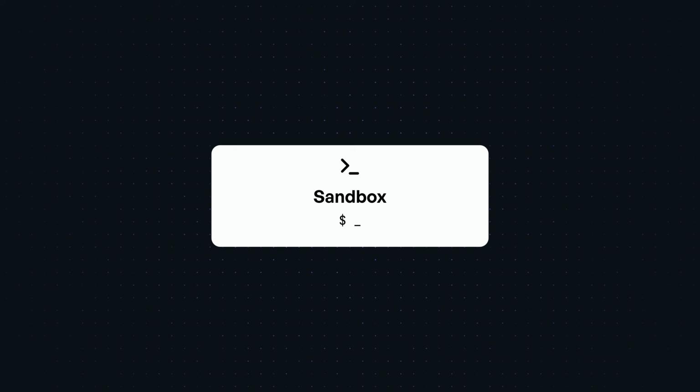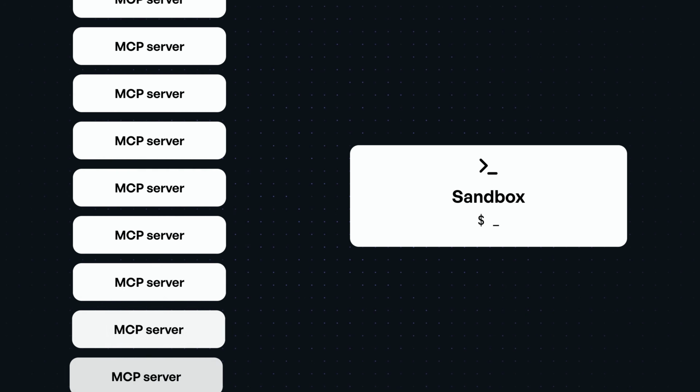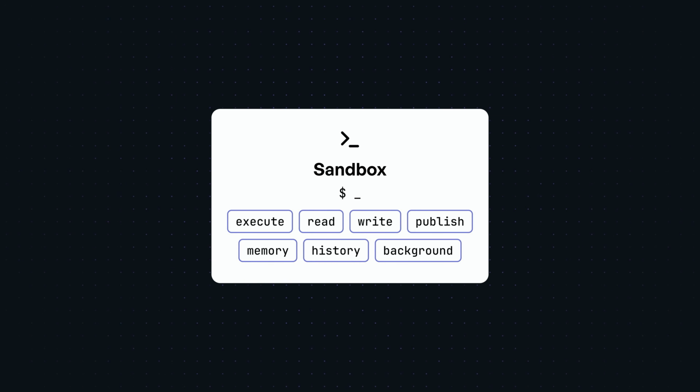The next benefit is that it has a really tiny tool surface. Now, this is something that I really liked. The agent only gets 7 tools: execute, read, write, publish, memory, history, and background. Everything else it does is just a shell command inside its own sandbox. So instead of wiring up a pile of MCP servers, hoping the model picks the right one, you can just hand it a machine and let it work the way you would. It's the same approach that Claude Code takes, and it's nice to see that this is built at the core of the design.